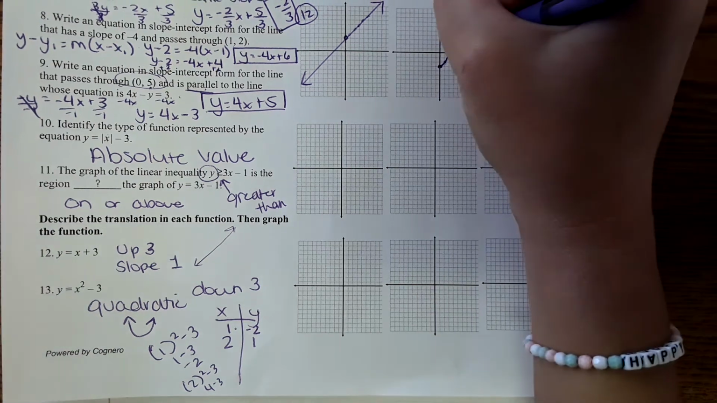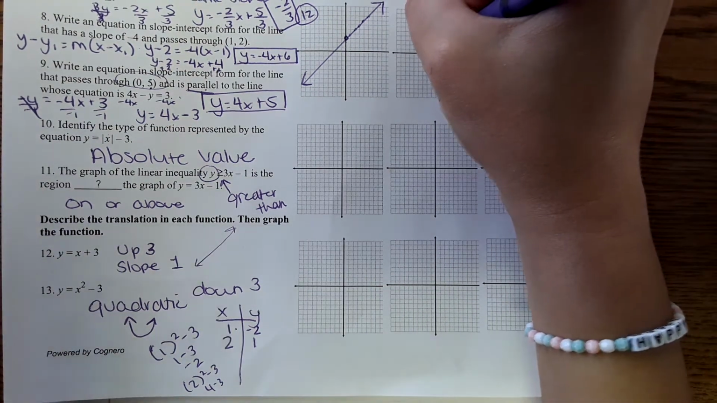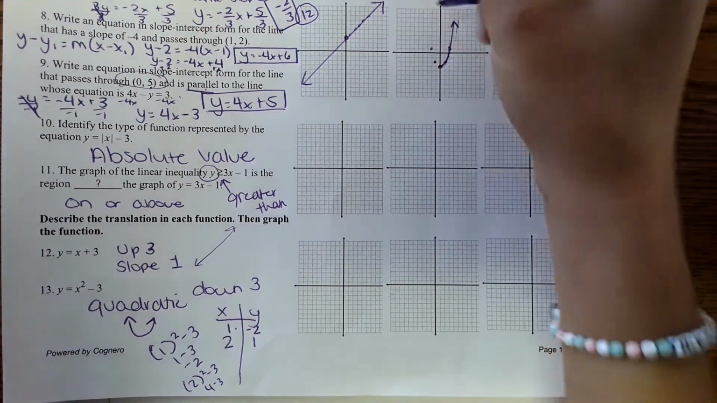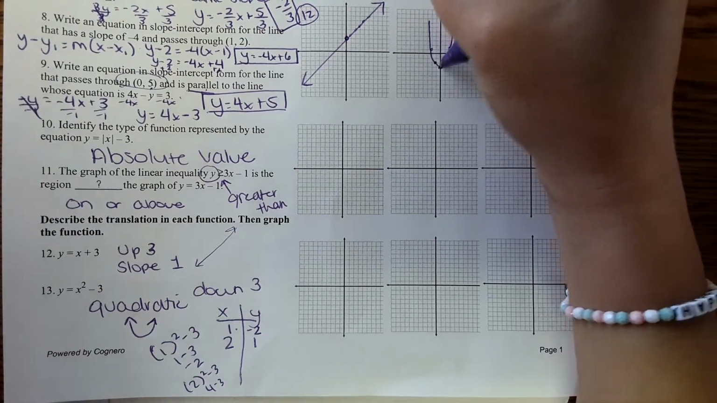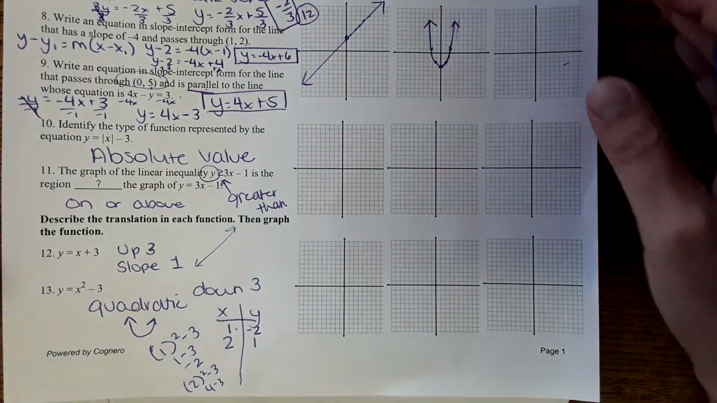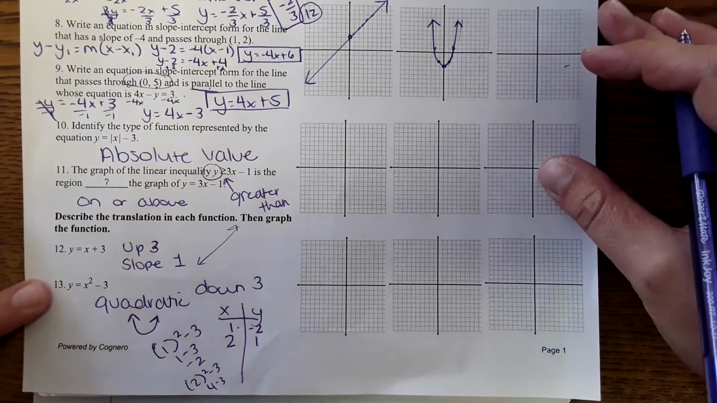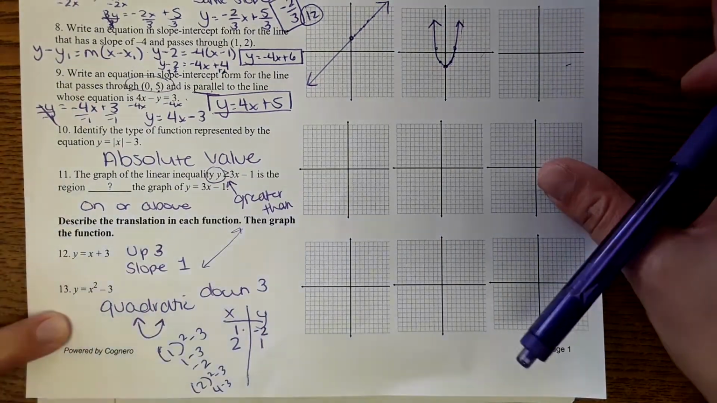Okay, so whatever these points are, you just reflect them over onto the other side of the graph. And there we go. No shading for that one because it's not an inequality.